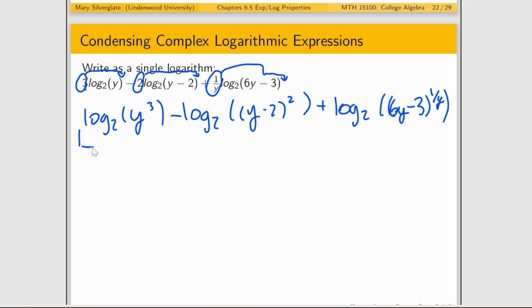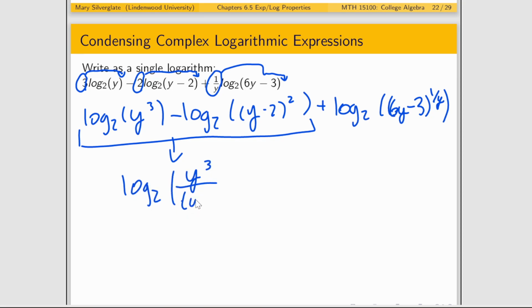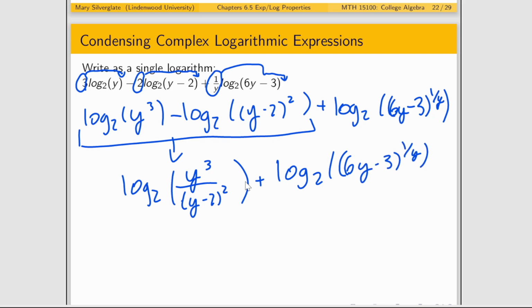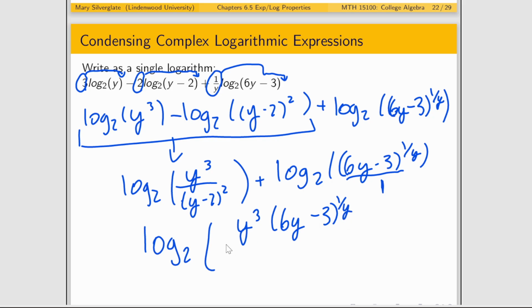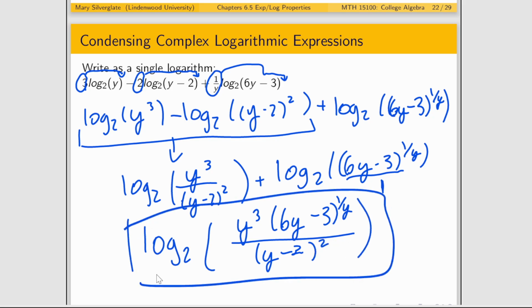So left to right, first things first, these two. We have log base 2 of y to the third all over (y minus 2) squared, and then we've got plus log base 2 of (6y minus 3) all to the 1 over y. Then we just keep on combining, and whenever we're combining this, addition becomes multiplication. And this is really over 1 right now, so this will be multiplied into that numerator. So we have as our final answer log base 2 of y to the third times (6y minus 3) to the 1 over y, all over (y minus 2) squared. And that would be our final answer.